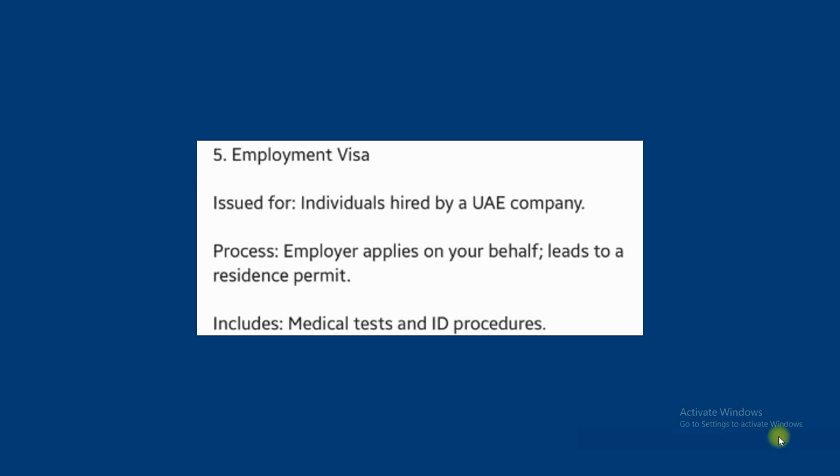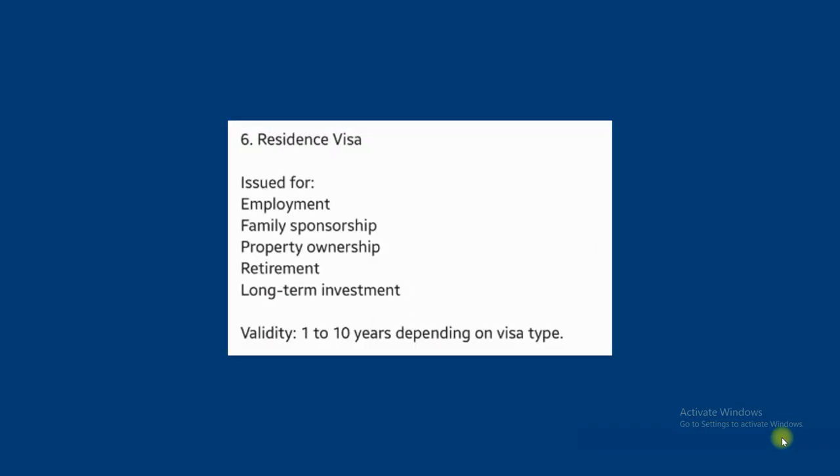Next one is employment visa. Most of the time this visa will be issued for individuals hired by a UAE company. For example, if you got a job in a UAE company, that company will apply for your employment visa. If the UAE company provides the employment visa, you have a chance of getting a residence permit. So the conditions for employment visa are based on a medical test as well as ID procedures which are required by the UAE government. Next one is residence visa.